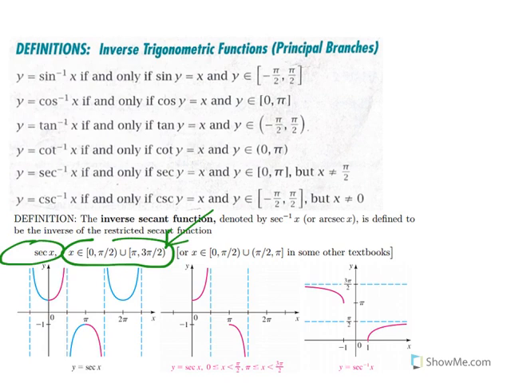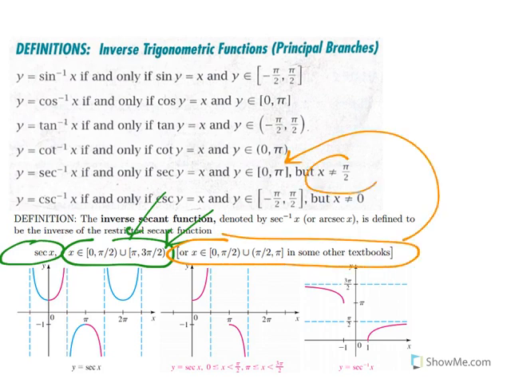But on that domain, the secant function is not one-to-one. But if you restrict the domain as we see here, or alternatively, in a different way, as we have in our textbook, then the secant function becomes one-to-one on the restricted domain.